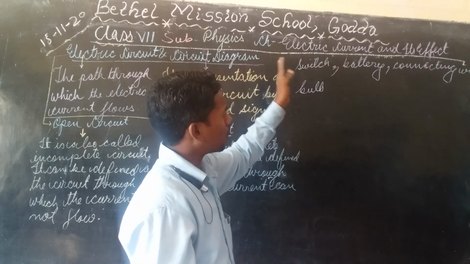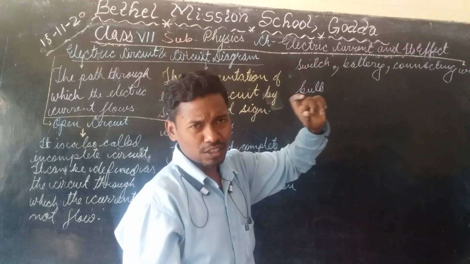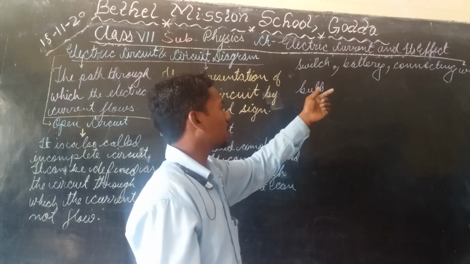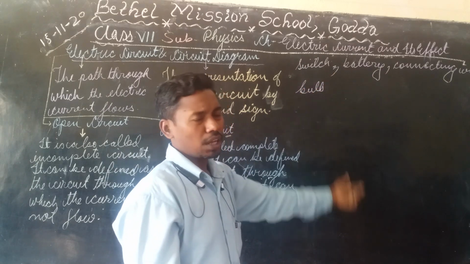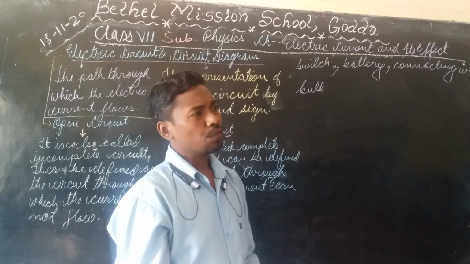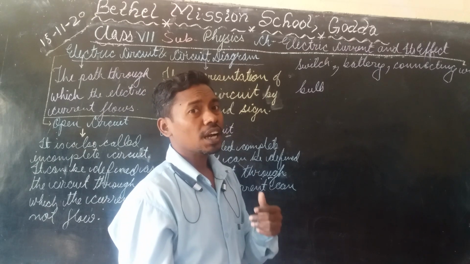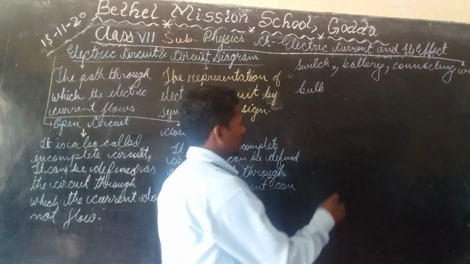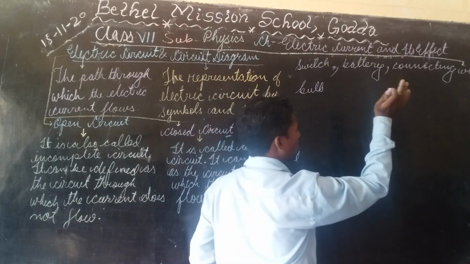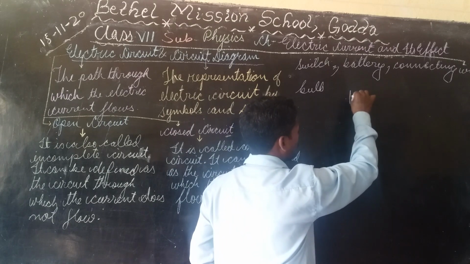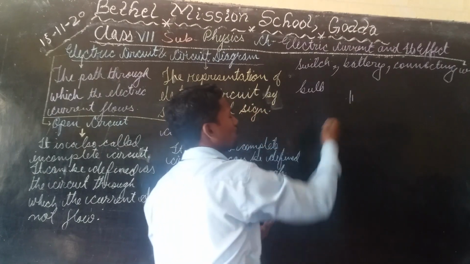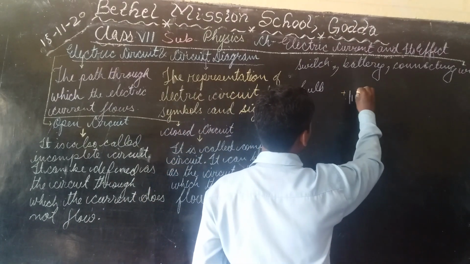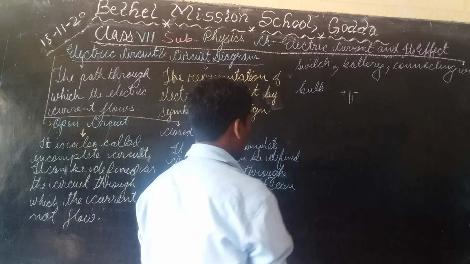If we are to combine them, we are not going to draw the exact photo of the switch, or the photo of the battery, the connecting wire, and the photo of a bulb. So how do we do that? We do that using electrical symbols. For example, I will show you one and then you will understand. First of all, we require a source of electric current. The source of electric current is this battery. We drew this battery. This side it is positive and this side it is negative.